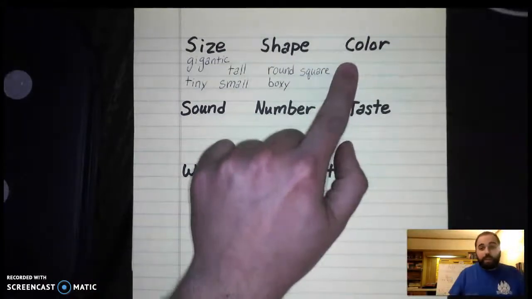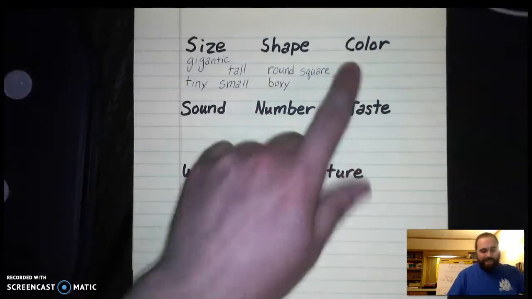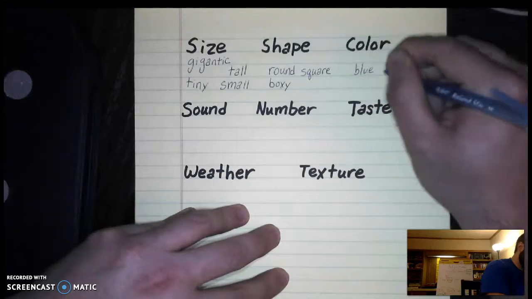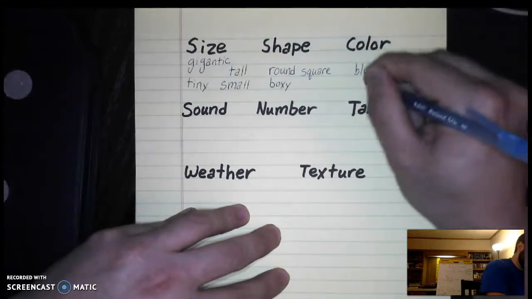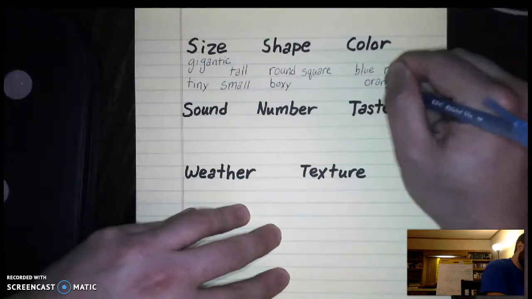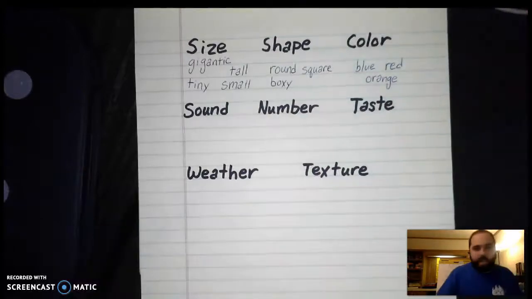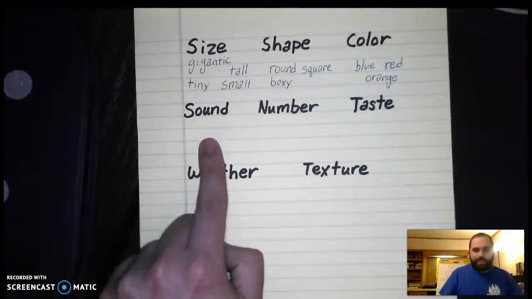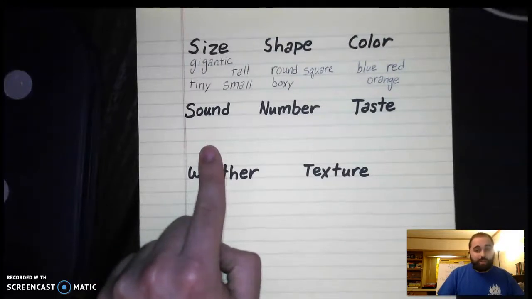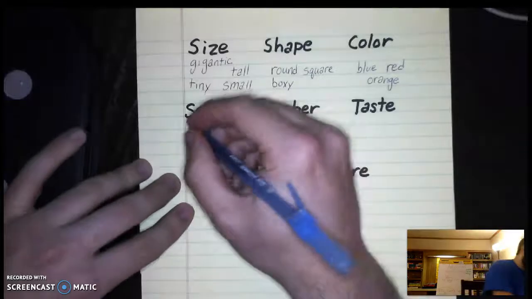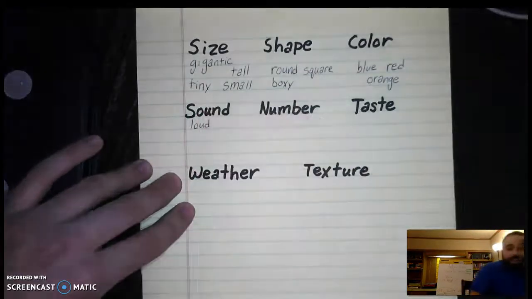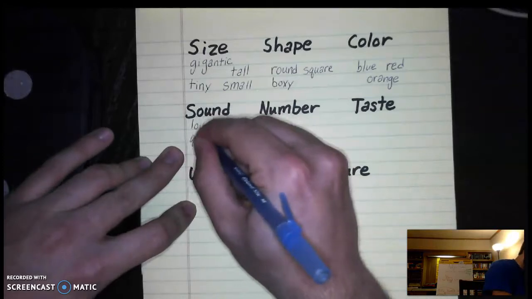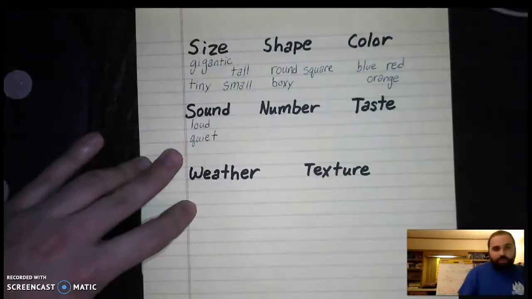We can also describe color of a lot of things, right? So we could use our regular color words like blue, red, orange. Clifford the big red dog, right? Those are all describing words. Also sound. This is something that I'd like to see us start to use in our writing, such as a very loud classroom or a very quiet student.